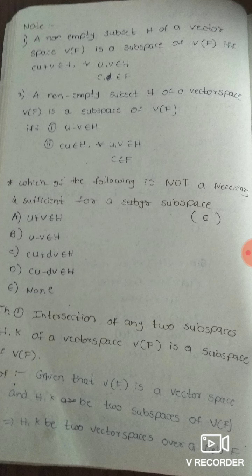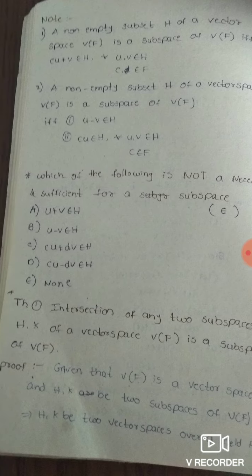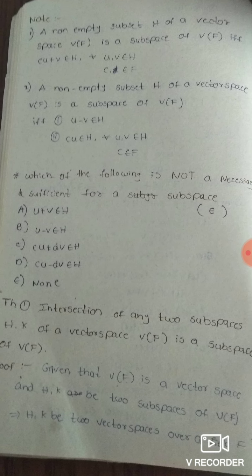Then none of these is the correct answer, because the subspace properties are u plus v belongs to H, u minus v belongs to H, cu plus dv belongs to H, cu minus dv belongs to H. All four are subspace properties. In this problem, the question is which of the following is not a subspace property, so none is the correct answer. Okay, next we take an important theorem.